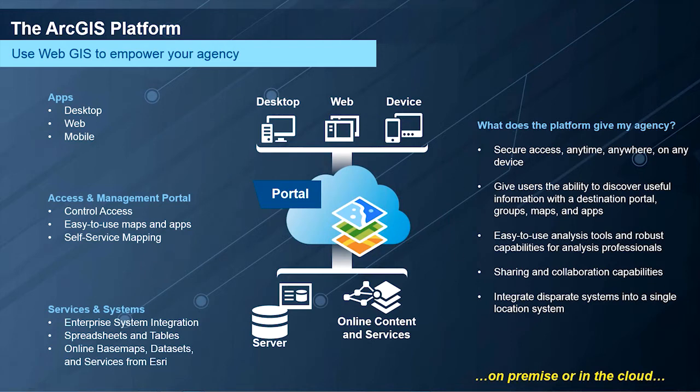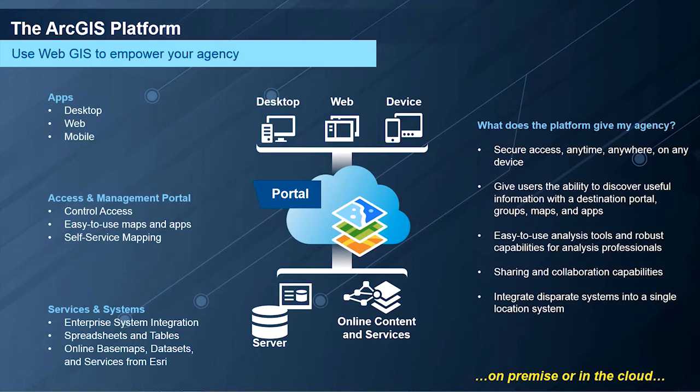The portal is essentially a content management system for all of your location data. It provides a couple of key features. First, it enables you to control who has access to what data by enabling your users with named user accounts that give them access to particular types of data that you want to enable them access to. It also gives them the ability to discover the data and maps and apps that they have access to, and empowers them to do self-service mapping using our web map interface.